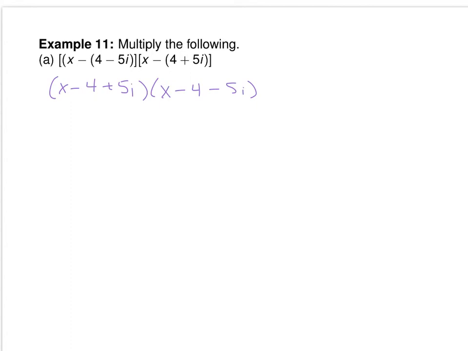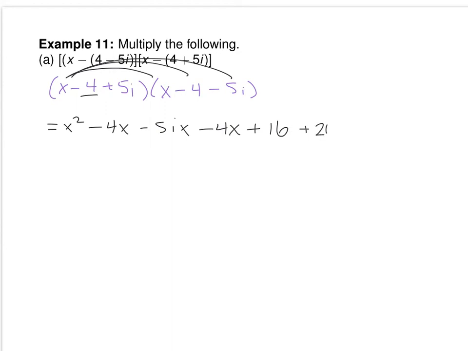So first do the x. What's x times x? x squared minus 4x minus 5ix. That's taking the x through. That looks like 6, but it doesn't say 6. It's 5ix. What happens when you multiply the 4 through? Or this negative 4 through? You get minus 4x. Plus 16, yeah. Plus 20i, right?